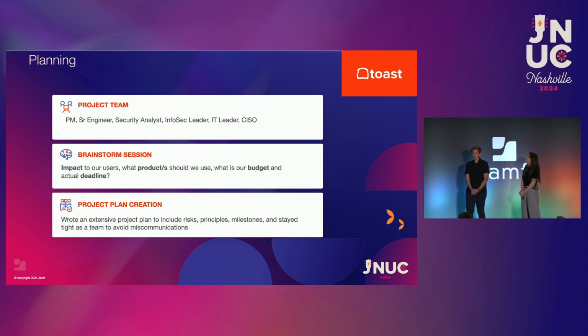We gathered our thoughts down on paper, so to speak. What does the impact look like? How do our users actually use their administrative rights today? What products do we have today or need to purchase to fulfill this ask? And what is our budget and lead time to implement?